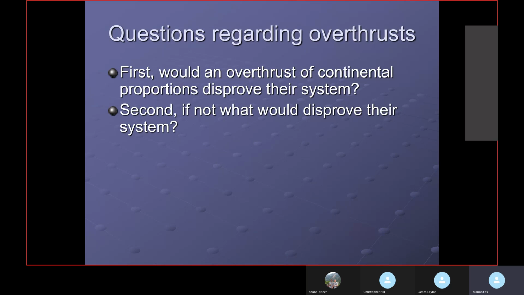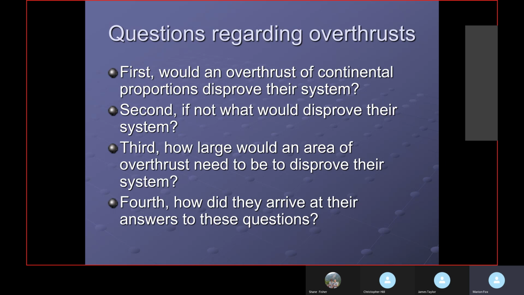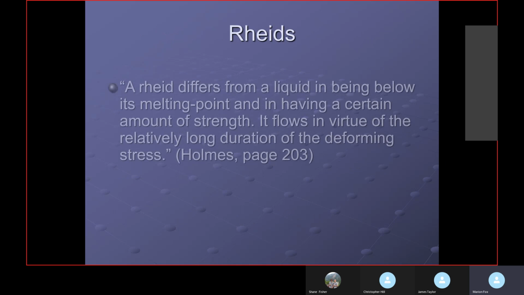Second, if it didn't, then what would disprove their system? What would disprove? Third, how large would an area of overthrust need to be to disprove their system? All right, we know overthrust exists. Now then, I asked the question, how did they arrive at their answers to these three questions? And I would ask them to defend their answers.